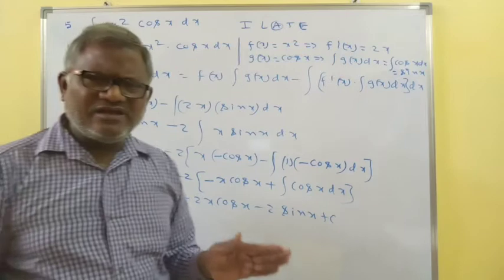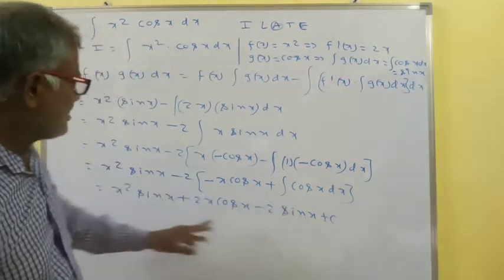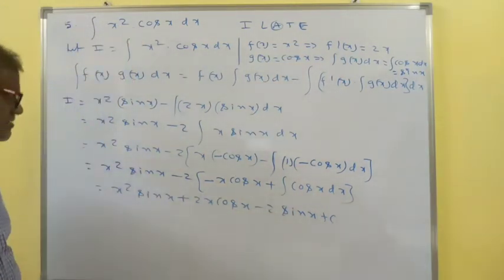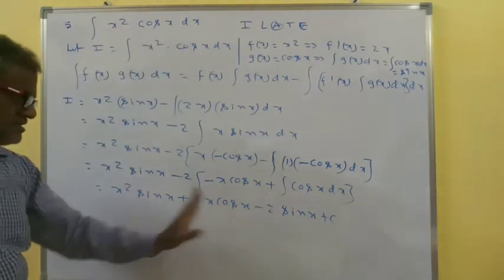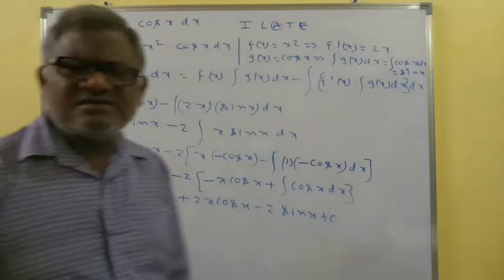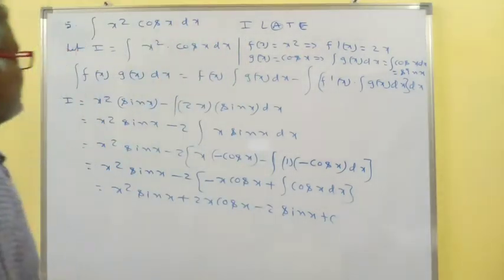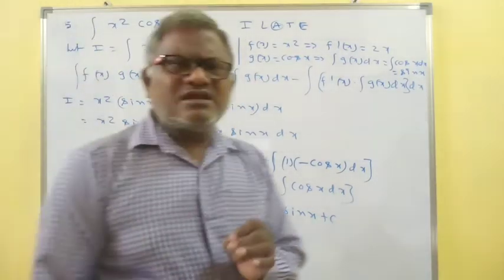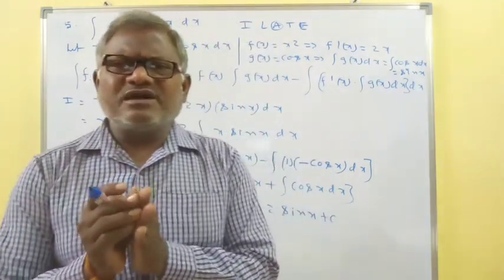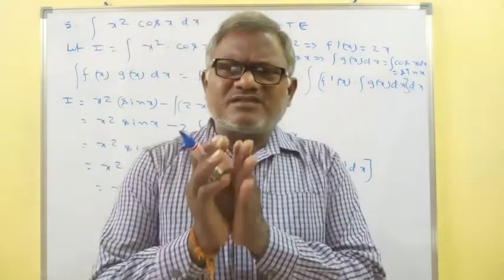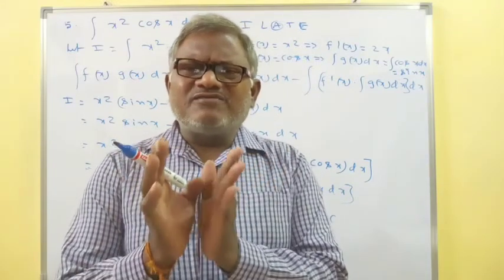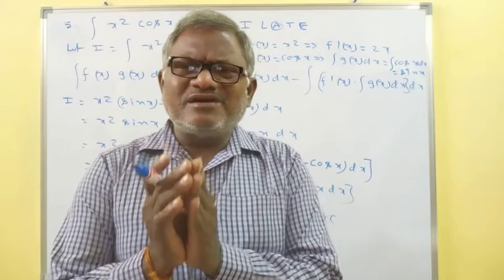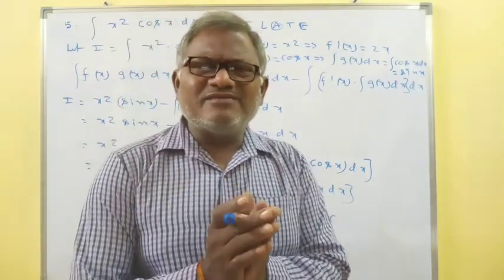So simply this is the result for the given integral of x square cos x dx. Okay. So you just have to consider what is the first function and what is the second function. For the first function you just find the derivative, and for the second function you simply find the integral value.